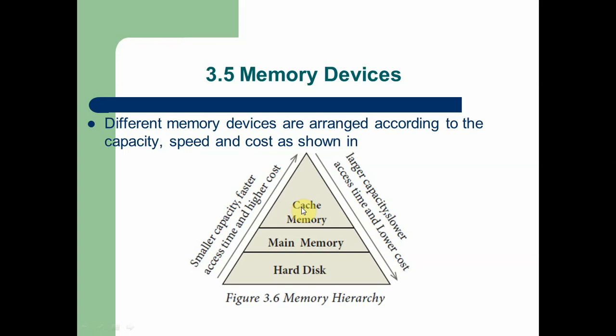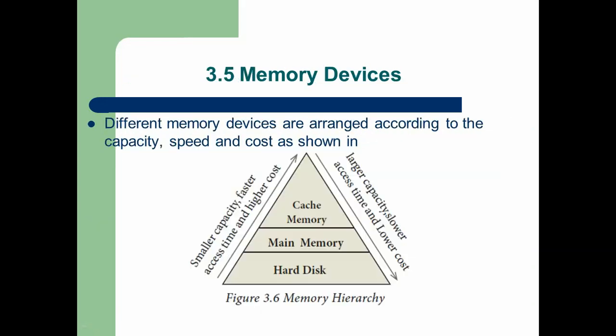But compared to cache memory, main memory is somewhat cheaper, and the capacity of the memory is higher than cache memory, but the speed is lower than cache memory. In the same order, we can see the large capacity, slower access time and lower cost. So if you take cost, time and capacity, you can arrange them in this manner, from large to down direction. So these are the three types of memory. You can see the hierarchy of memory here.